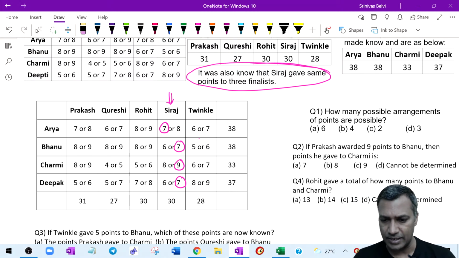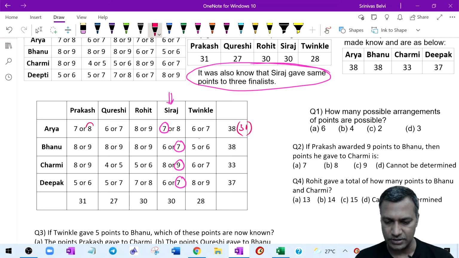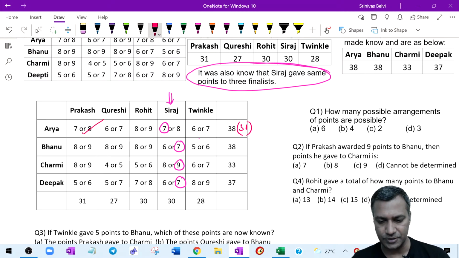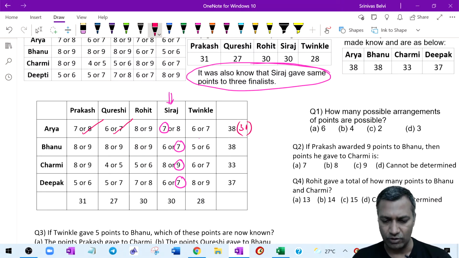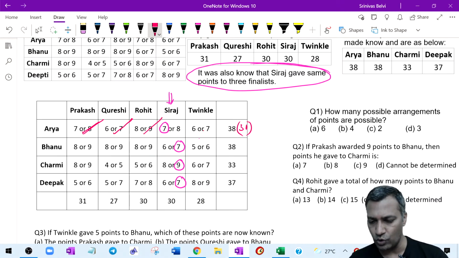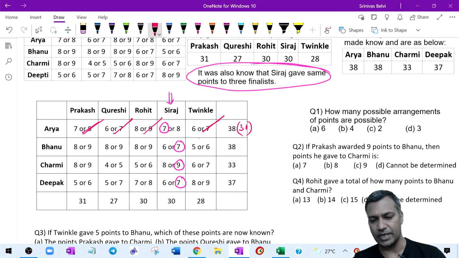So for example, what I meant here is, how do I get this 38? Let's say out of 38, 7 is already here, which means I need to get another 31. Let me get all the maximum numbers and check what the sum will become. I'm just adding all the best numbers here. The best score Prakash could have given to Aryan is 8. 8 plus 7, 15. 15 plus 9, 24. 24 plus 7, because this 7 is already there, I can't help it. 24 plus 7 becomes 31.